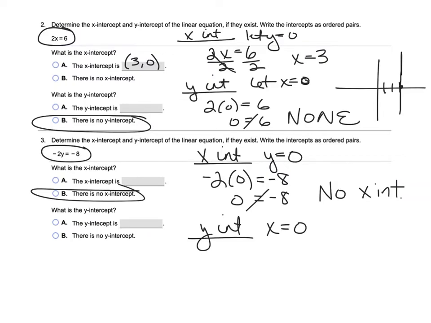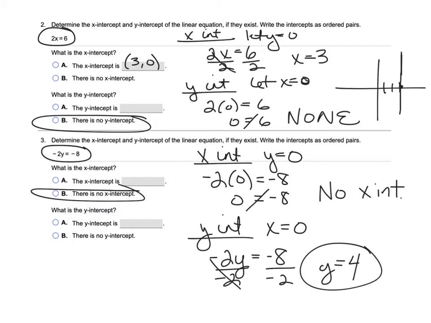The y-intercept, we're going to plug in 0 for x. If we plug that in, we have -2y equals -8. There is no x, right? So there's nothing to plug 0 into. So let's solve for y. Divide out by -2, we get y equals 4. So we actually have a y-intercept. So we would write it as an ordered pair. That would be 0, 4. Likewise, this is an example of a horizontal line. There is no x-intercept, but there is a y-intercept at 4, and this is your horizontal line.